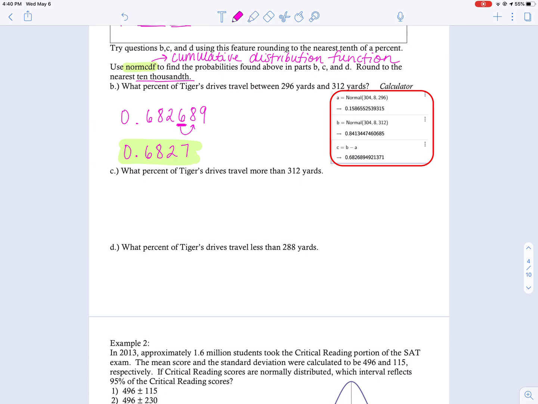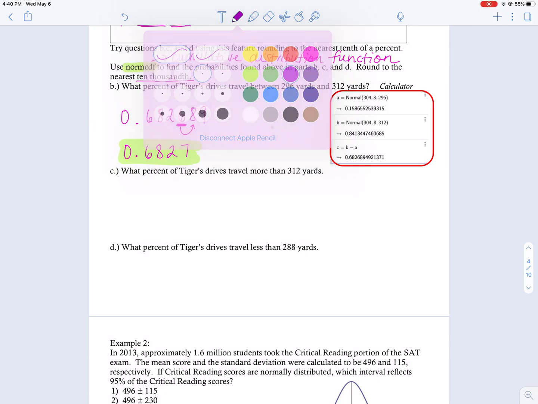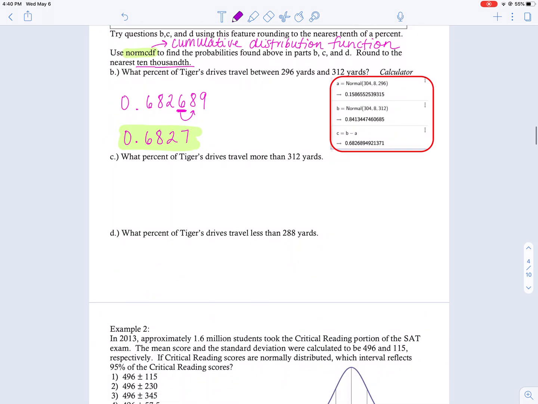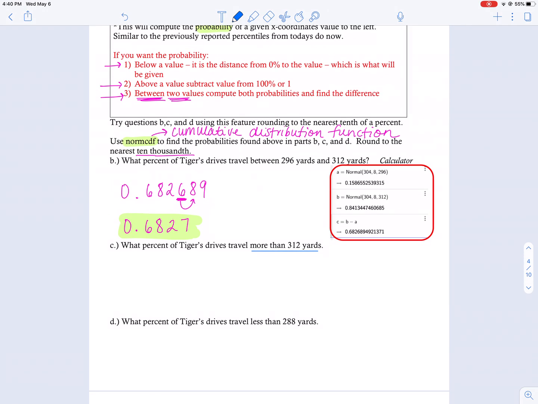Okay, so let's try that again. Look at the next one. In the next one, they say, what percent of Tiger scores are more than 312 yards? So more than 312, I'm going to erase these two, and I'm going to show you 2. 2 says above a value, subtract from 1 or 100%.